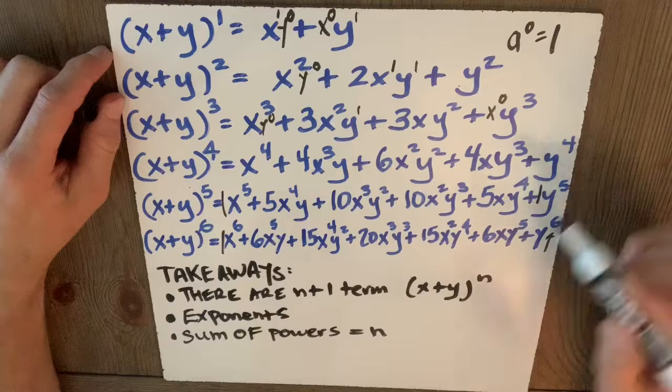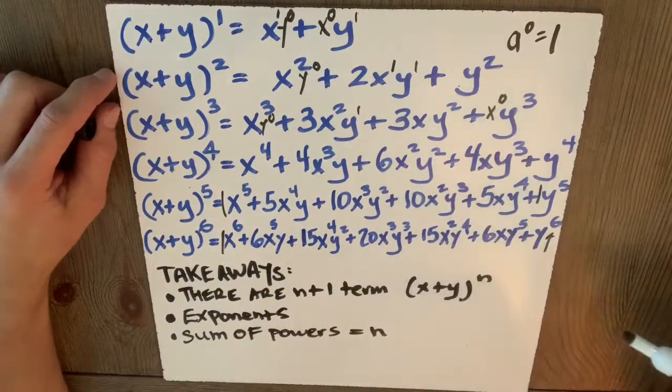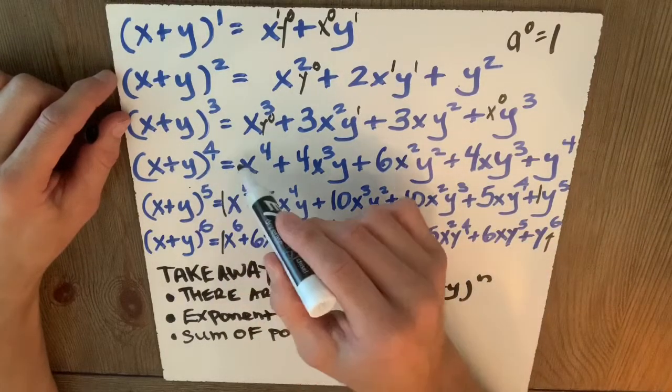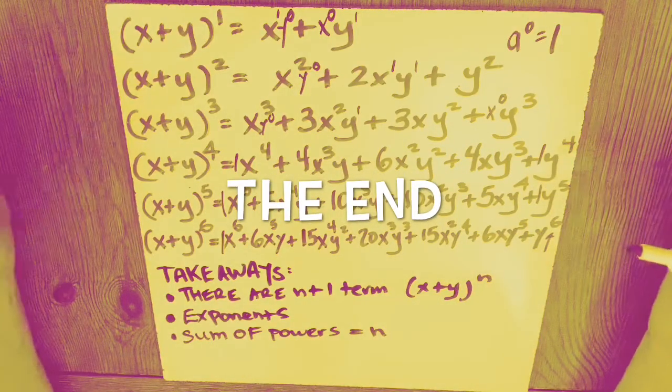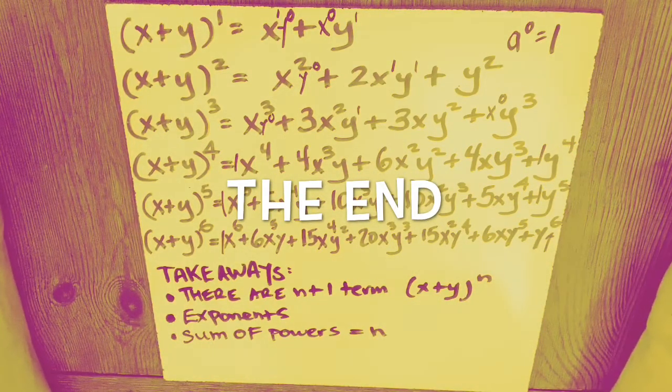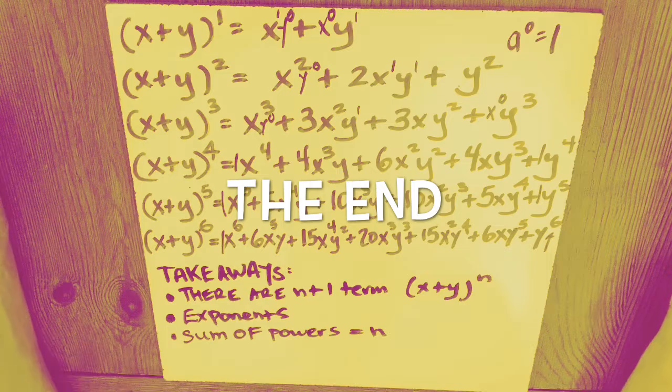We have this symmetry, kind of like you're going up a staircase and then back down. Here, x plus y to the 4th, 1, 4, 6, 4, 1. So we have this symmetry. And how do you find those coefficients? Well, we're going to use the binomial theorem to find those coefficients.